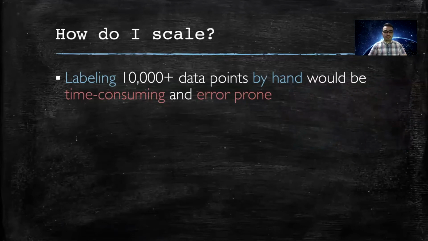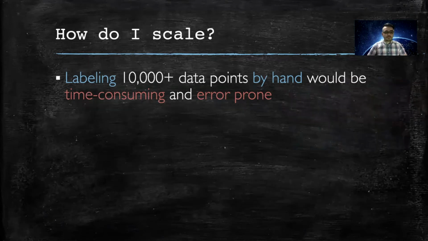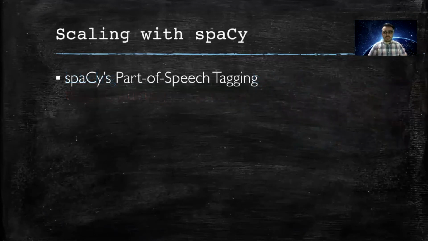But if you want to convince people of your results, you're going to have to get grand scale. So I want to label, for example, 10,000 points. But doing it by hand is really tough and time-consuming and error-prone. So what can I do about that? That's where spaCy comes in.